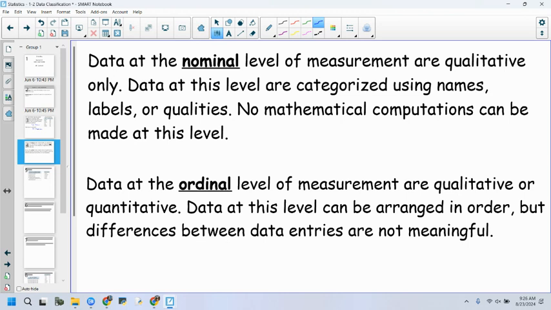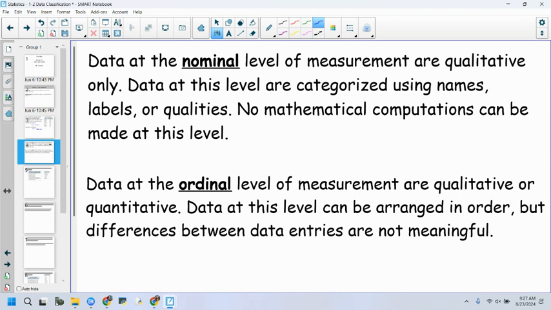Qualitative only. Data at this level are categorized using names, labels, or qualities. No mathematical computations could be made at this level. Think about the root word there, nominal. I would say like in name alone, right? If you're naming something, it's just qualitative. Data at this level are categorized using names, labels, or qualities. No mathematical computation could be made at that level.